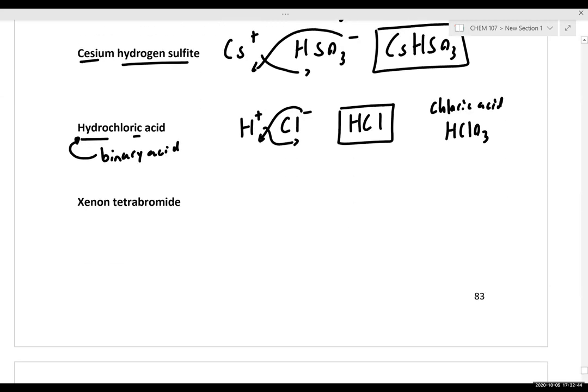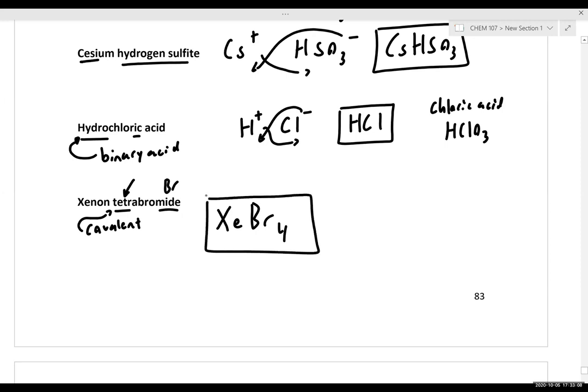So for xenon tetrabromide, this is a covalent compound. This tetra prefix is a huge giveaway. We're dealing with a covalent compound. So we write xenon, and bromide is referring to bromine, and tetra tells us we have 4 bromines. So this would be the complete formula for xenon tetrabromide, XeBr4. Does that make sense to everyone?